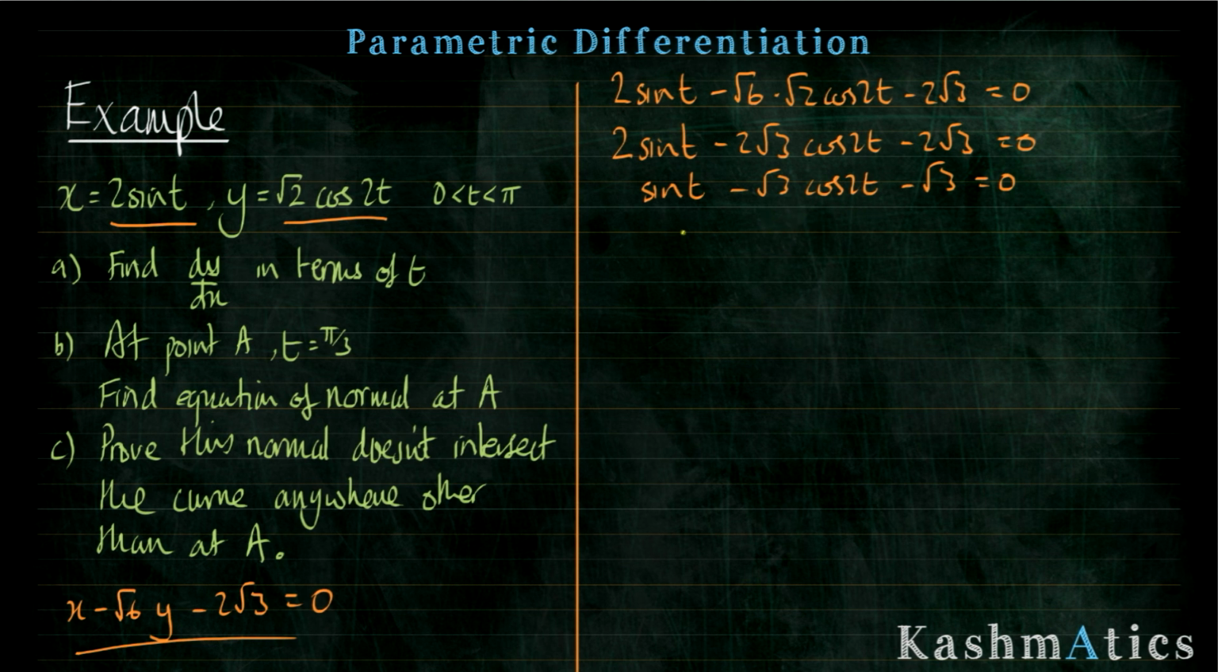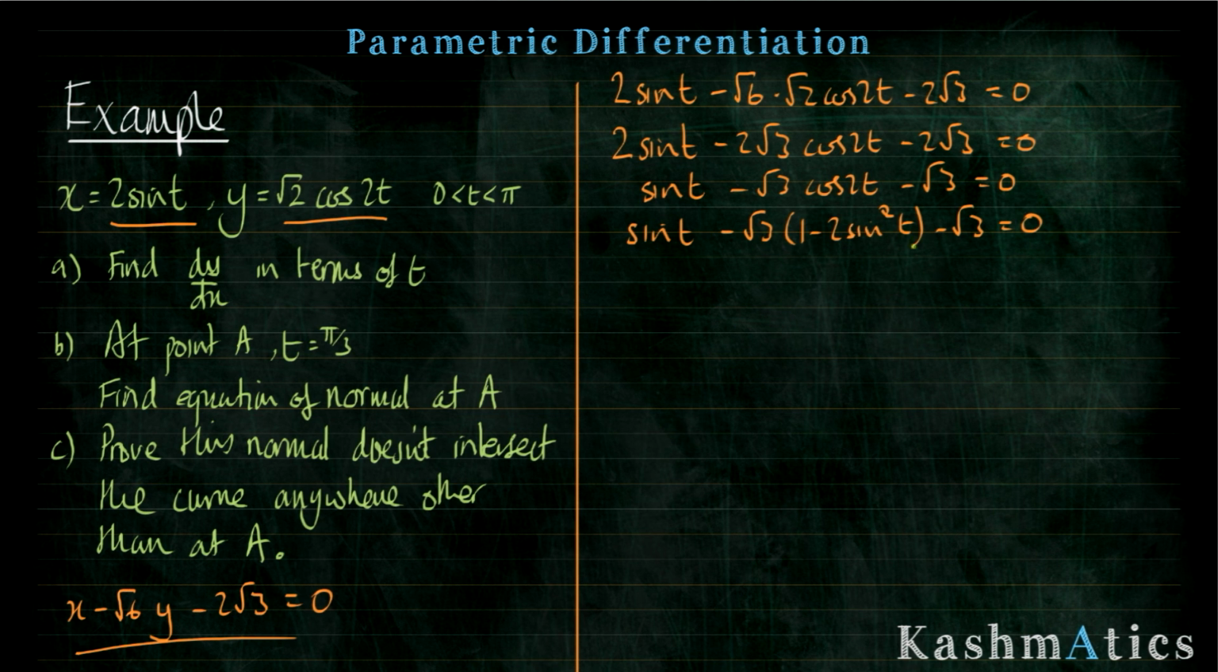So I've got an equation with sine t and cos 2t, and if I can write everything in terms of sine t, it'll make the whole thing a lot easier. So this is the same as sine t take away root 3. Now there's an identity for cos 2t, which is 1 minus 2 sine squared t, take away root 3 equals 0. I'm just going to try and solve this quadratic equation.